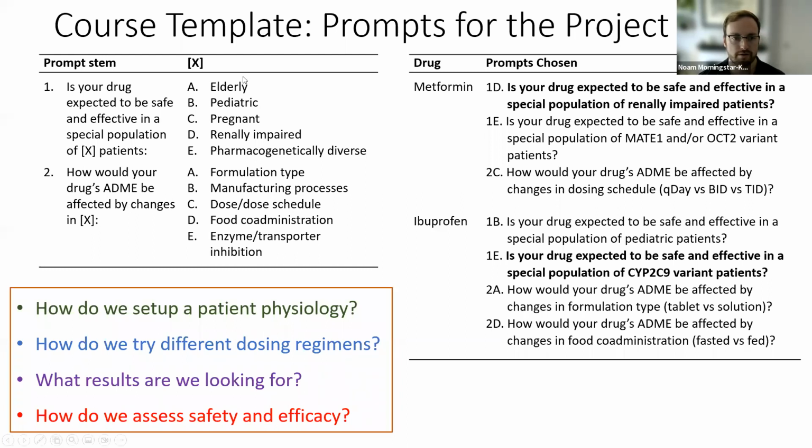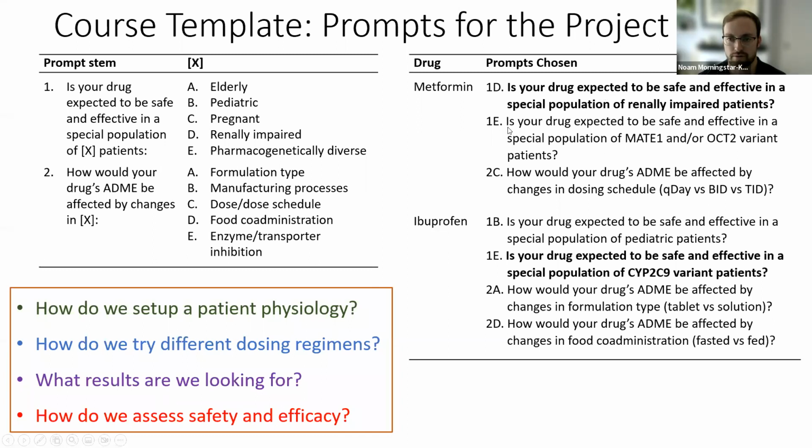And what we asked students to do, we gave them this list and said, all right, pick which ones you want to do, and combine each stem with a special population that's relevant to your drug. And that's what the groups for metformin and ibuprofen did here. Not shown, groups also had the 3 other drugs, amoxicillin, ibuprofen, and digoxin. And they each chose these prompts to use for their drug.